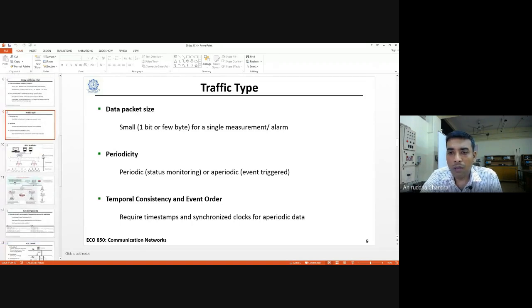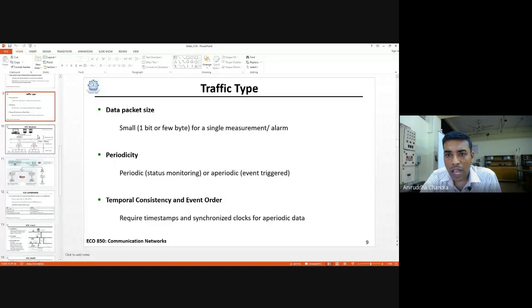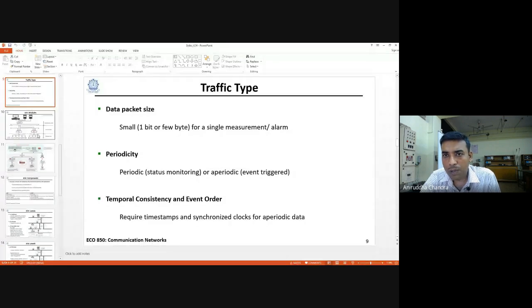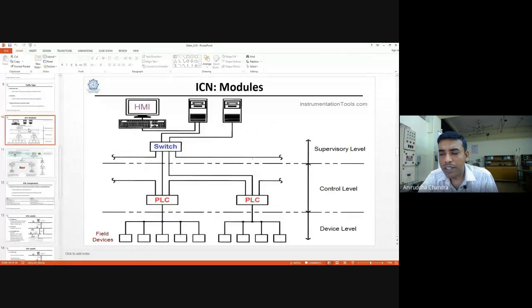Okay. Now let us talk a little bit about the ICN modules. And here I will end today's class because we are on the 10th slide and we have hardly 20 slides. So I think we can finish the next few slides in the next class.